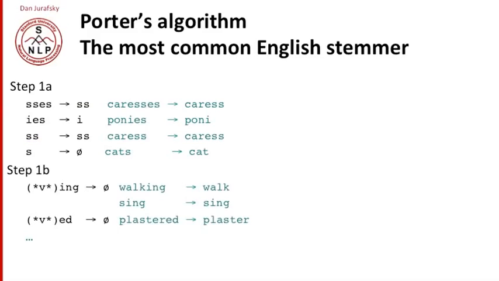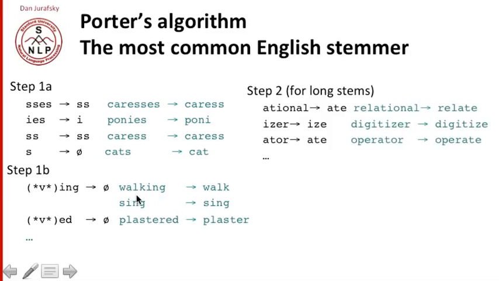Similarly, in step 1B, we remove all of the ings and the eds. So we want to cross off the ing of walk and the ed of plastered. But we specify the rule very carefully that in the Porter stemmer, only words with a vowel get their ings removed. A word like sing, which has no extra vowel, only has one vowel, the vowel in ing, so it stays as sing. But walking, which has a vowel and in addition a vowel before the ing, is allowed to delete the suffix. So if a word has a vowel followed by ing, the ing is deleted.